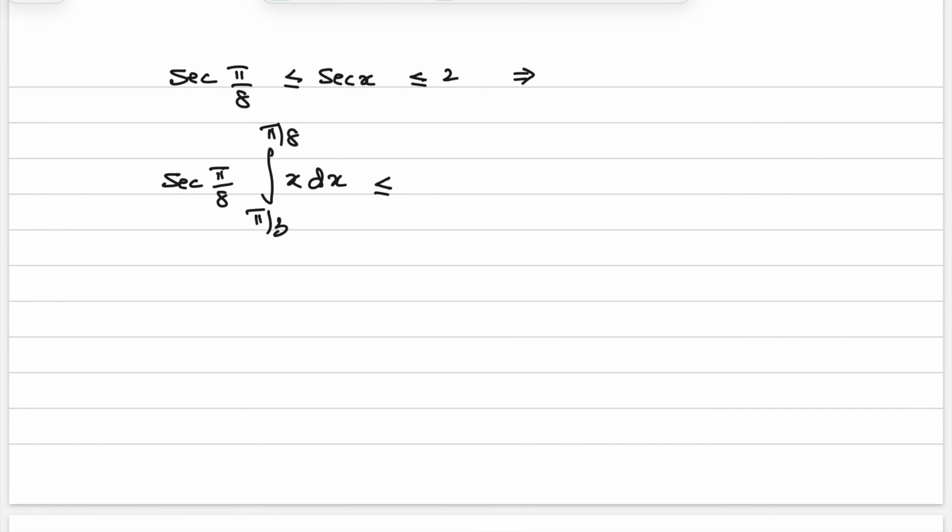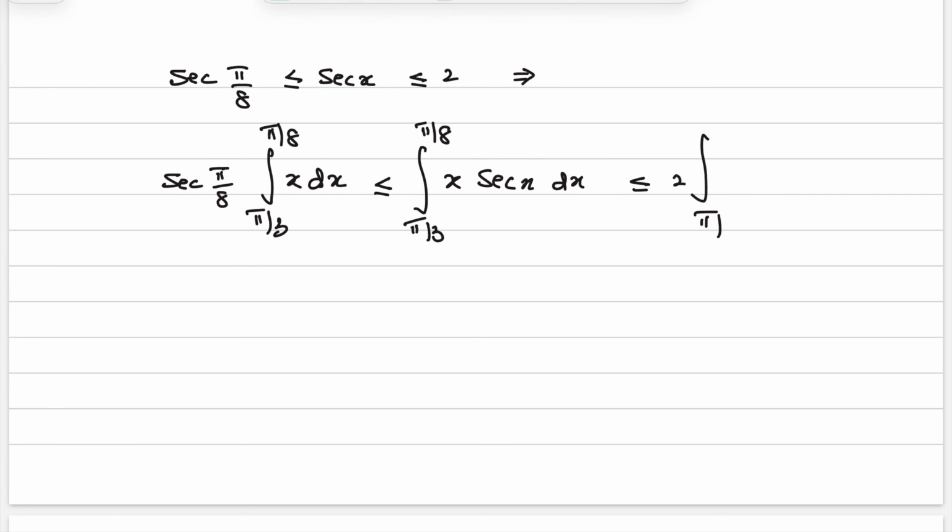is less than or equal to, because we are applying here x dx, pi by 3 to pi by 8. X is also variable, secant x is also variable. Hence it is x secant x dx is less than or equal to 2 is a constant, take it out of the integral. Sorry, here it is pi by 8 to pi by 3, because we have already changed.